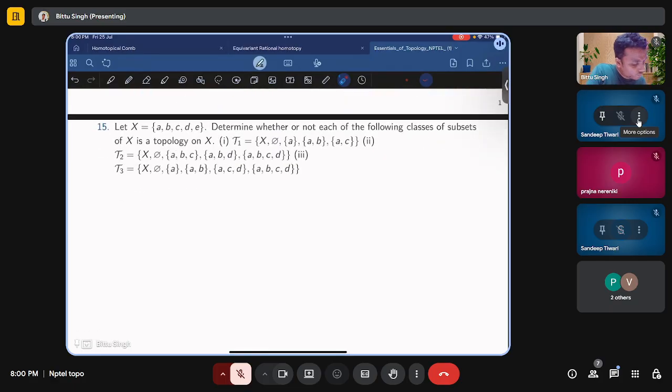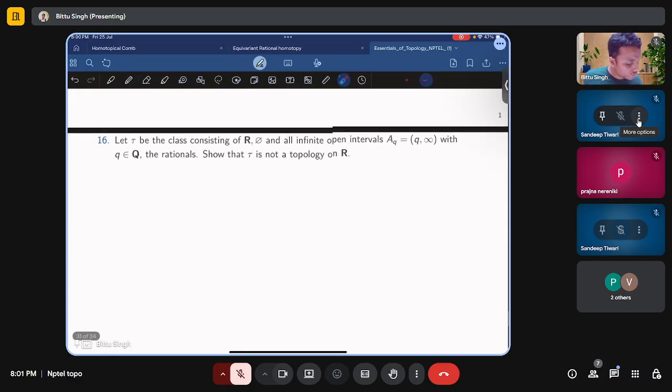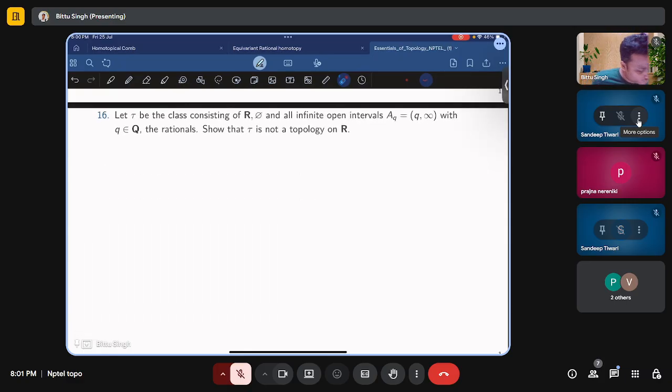Those are a few questions here. You can solve them on your own because I have already told you. Again the same kind of question: A_q is given by (q, infinity), q belongs to the rationals. Now we need to show tau is not a topology. This is the same issue, right?